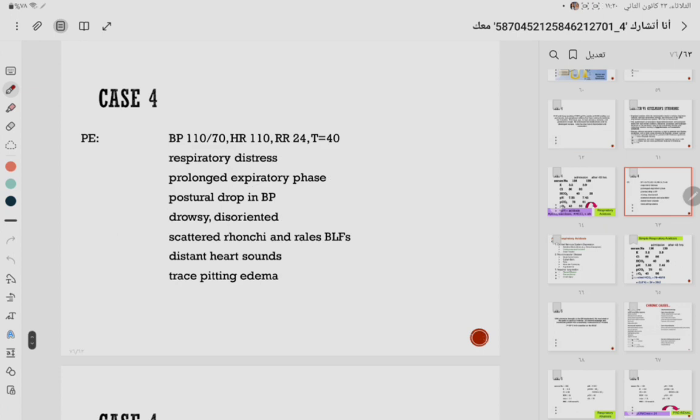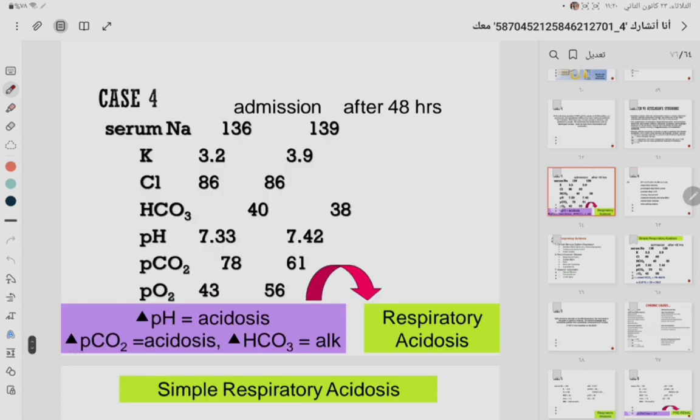Next. Respiratory distress, prolonged expiratory phase, wheezes. So he is simply a COPD exacerbation patient. Next. This is his sodium at admission and the blood gas: pH 7.33, PCO2 43, bicarb 40. Respiratory acidosis. Next. Is it compensated, expected?